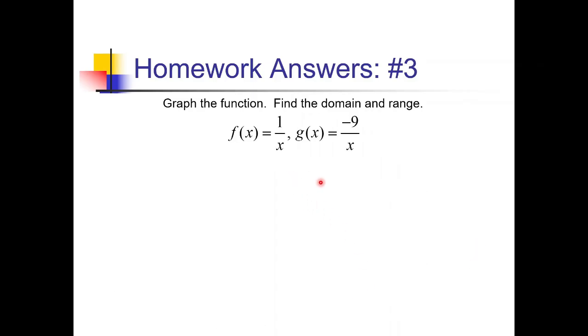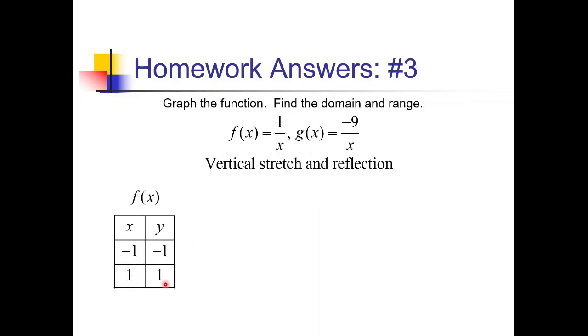For this problem, we have a -9 in the numerator of my parent function. So that is giving us two things. First off, we have a vertical reflection and also a vertical stretch. So here's my parent table, -1, -1, and 1, 1.